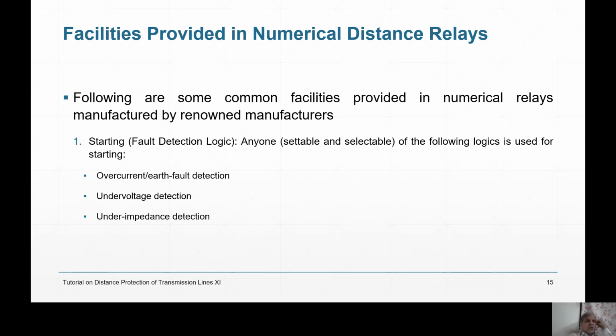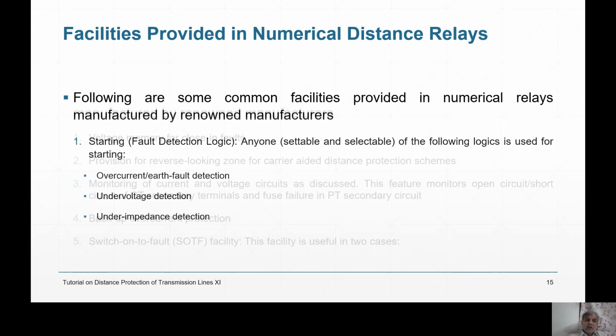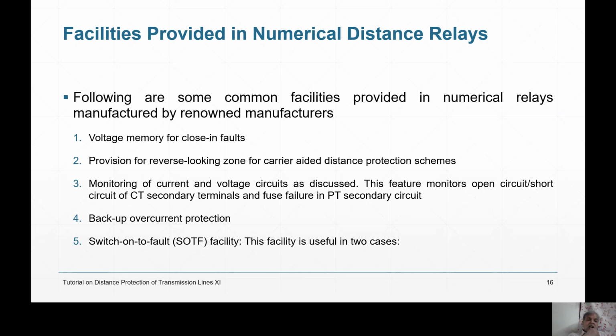There are three kinds of starters. Overcurrent starter, because if a fault occurs, overcurrent or earth fault current will increase. Under voltage starter, because voltage will collapse. And under impedance, because impedance will reduce. Any of these three starters can be used, right? So this is one facility.